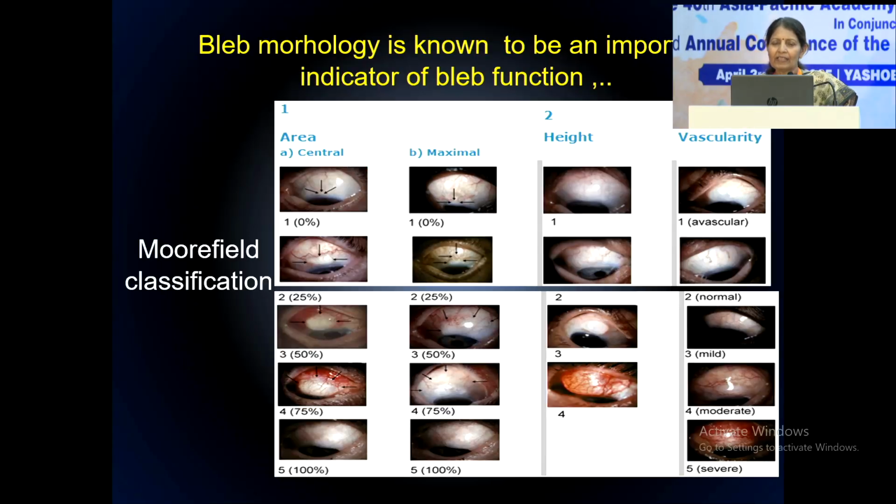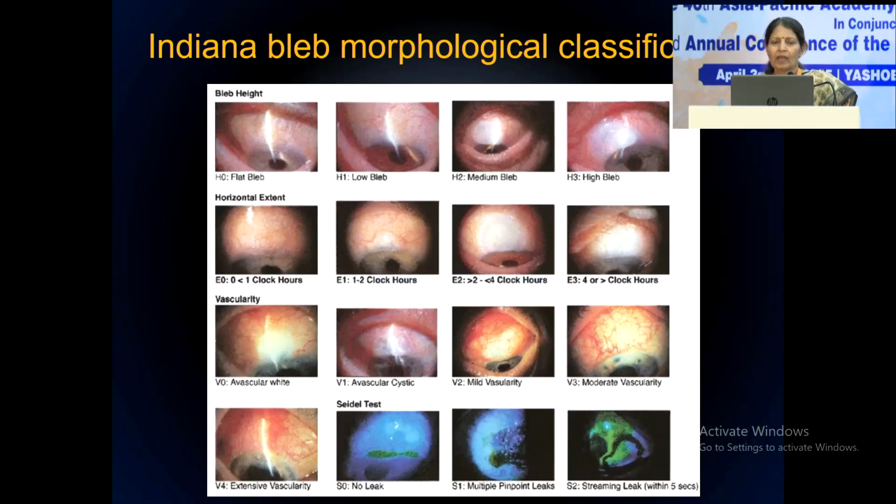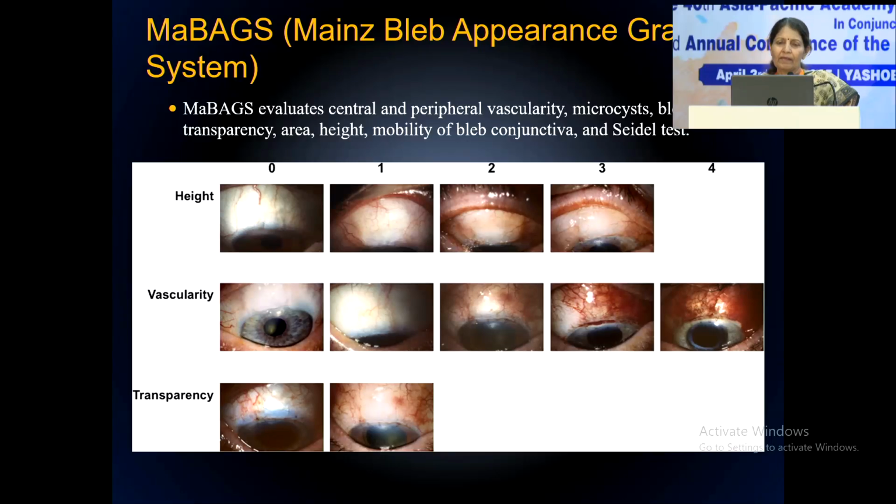The Moorfields classification gives you the bleb morphology, which is an important indicator of bleb function. It calculates the area of the bleb, height of the bleb, and vascularity of the bleb. The Indiana bleb morphological classification also includes the Seidel sign, whether there is a leaky bleb or no leak. And the May bleb appearance grading system also includes the transparency of the bleb structure.